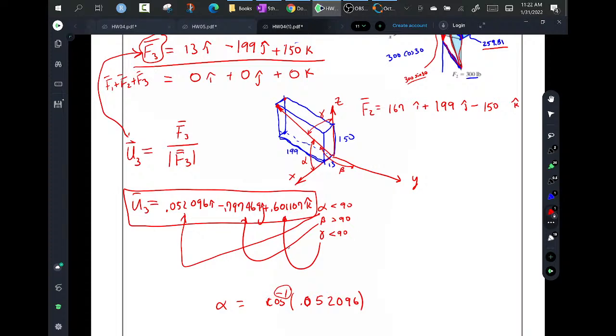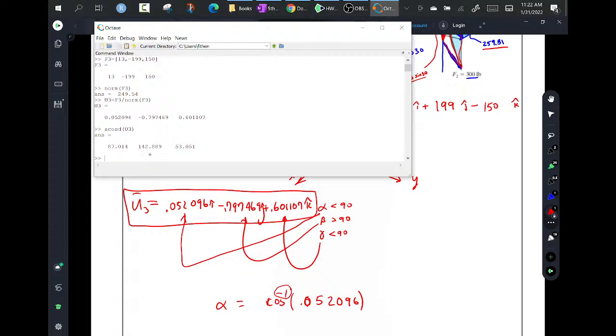Is beta greater than, I mean 90, greater than 90. And yes, the second term is greater than 90. The first two terms are less than. This one is pretty close to, I mean pretty close to 90. And the reason being is because if this were 0, then this would end up at 90 degrees.